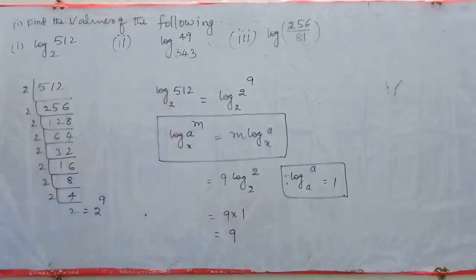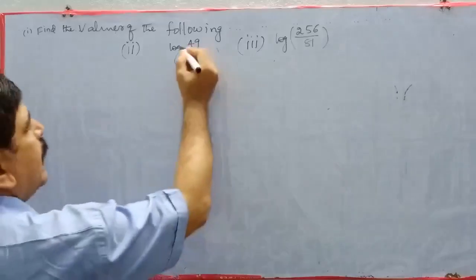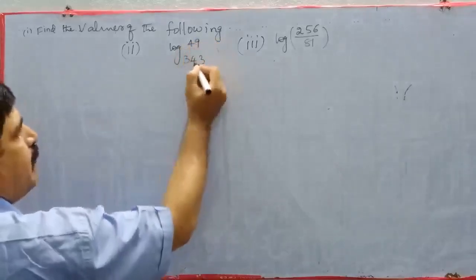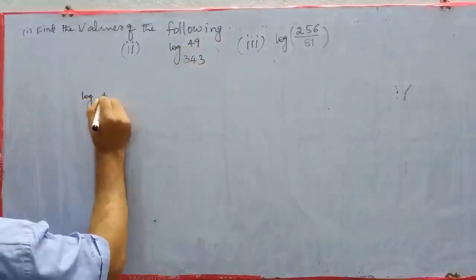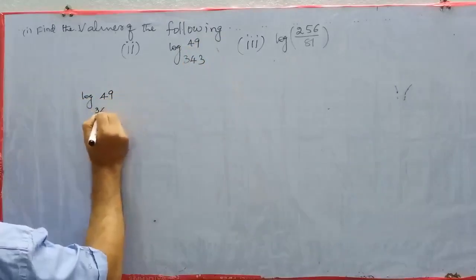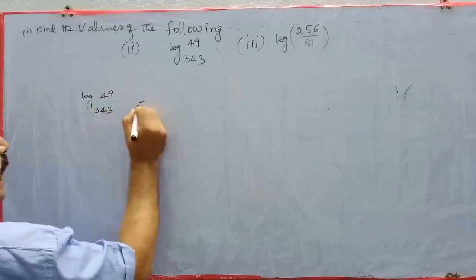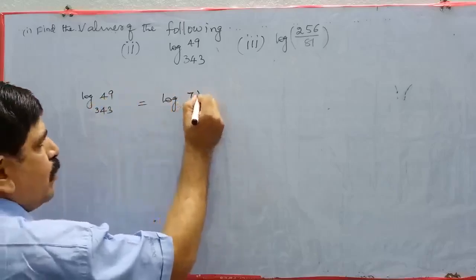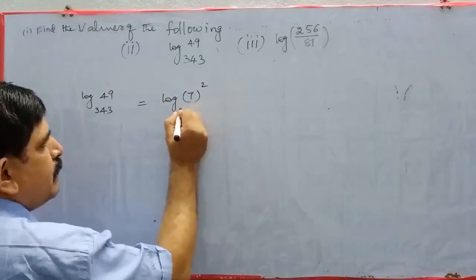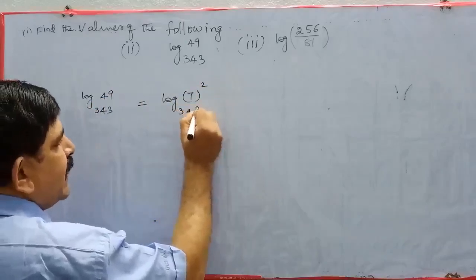Okay children, next question. Log 49 base 343. So log 49 can be written as 7 whole square, base 343.